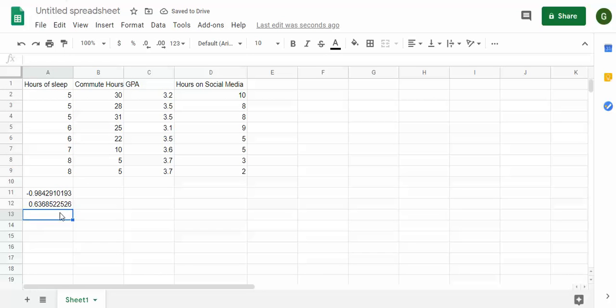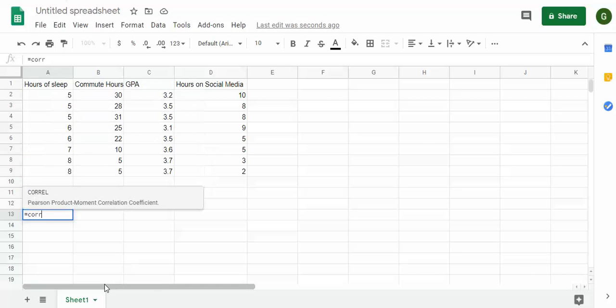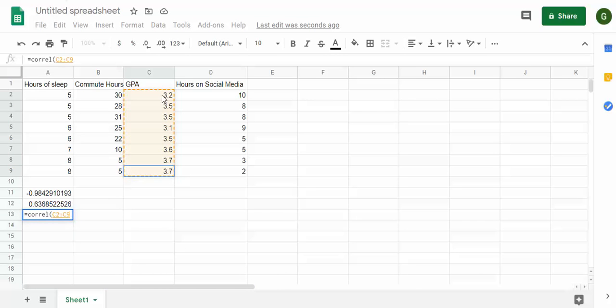Now, let's say I want the correlation between hours of social media per week and GPA. Well, I would put in equals the same thing, correl, left parentheses. It doesn't matter which one I highlight first, so here's GPA, comma, then highlight hours of social media, then put the right parentheses, and press enter.